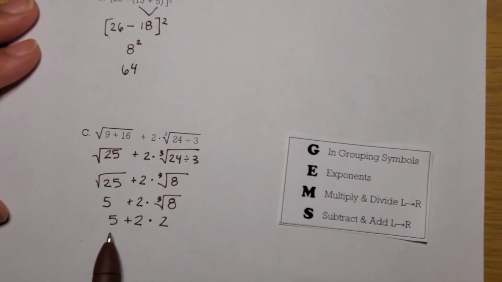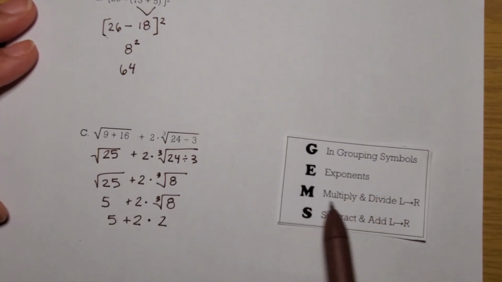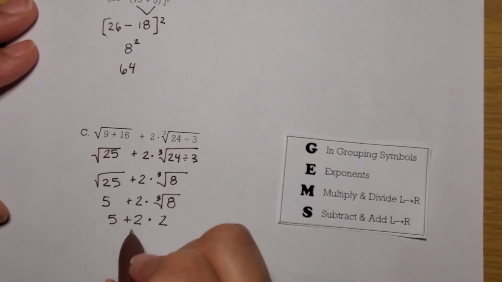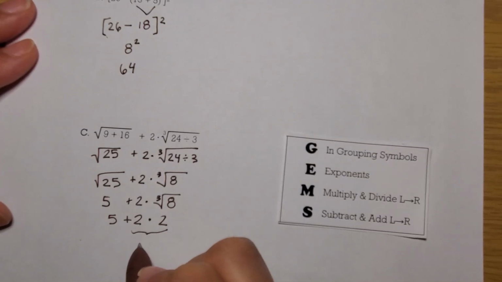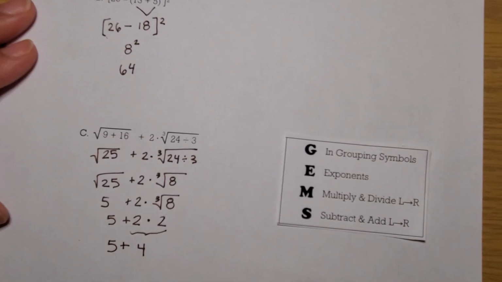So we have a 5, a plus, a 2, a times, a 2. So I don't have any more exponents, so we can move down our list to multiply and divide. We do have a multiplying, so let's go ahead and do that. Okay, this I know. 2 times 2, 4. Bring down the plus and the 5, and take a moment to breathe.